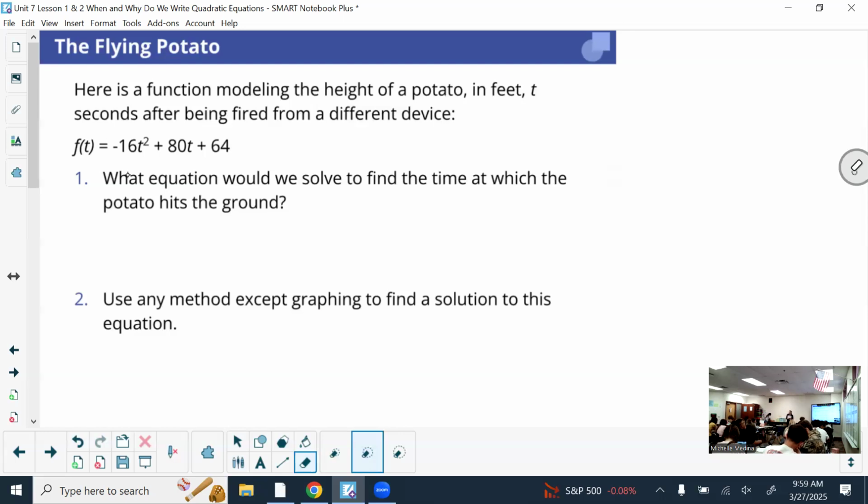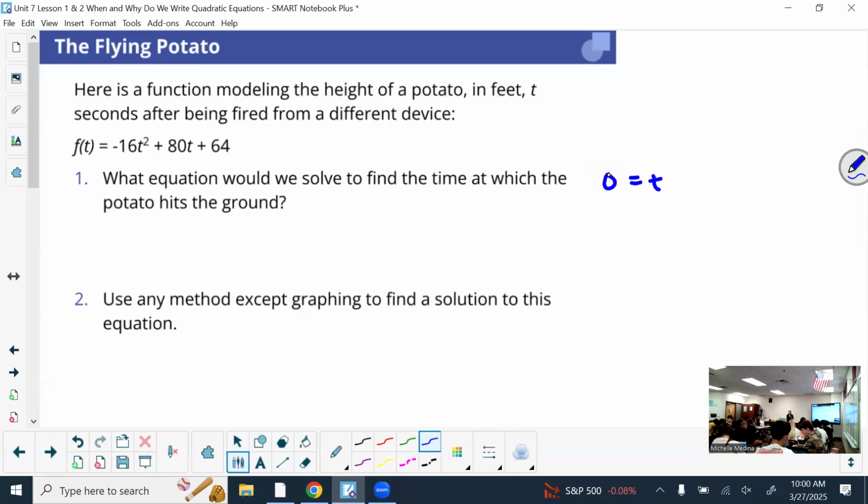For function notation, there's only 2 places I can plug anything in. I could plug it in for the input or the output. So think about what we just talked about in the last activity. If I want to know when the potato hits the ground, what do I need to plug in and where? Zero for the t.